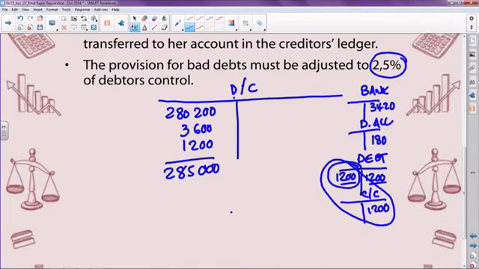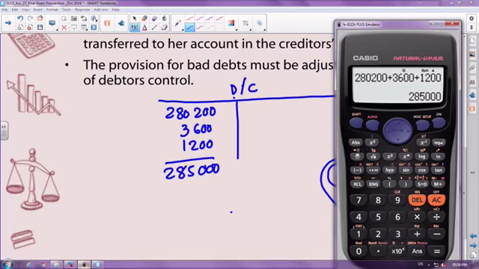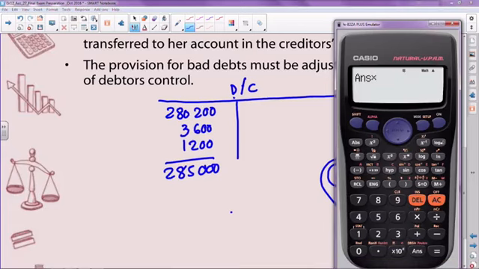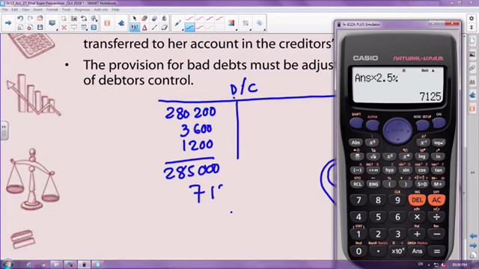Okay, let's do that. So we take that times 2.5%. Okay, and the answer is 7,125. That's the amount that's going to appear in my balance sheet as my new provision for bad debts.